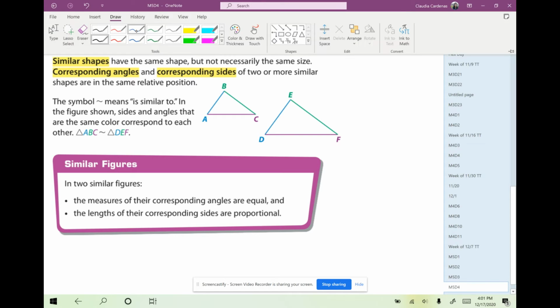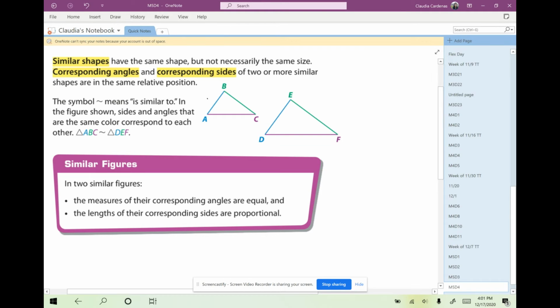So we're going to use different symbols since we don't all have colors. So this side and this side correspond, therefore they both have hearts. These two correspond, therefore they both have stars. And these two correspond, therefore they both have triangles. Whatever symbol you want to use to show they're corresponding, or in other words, that they match.